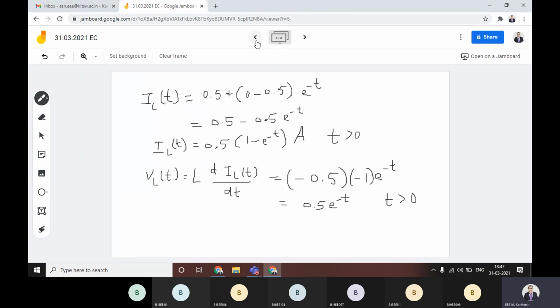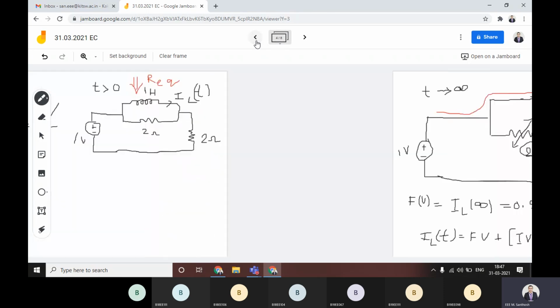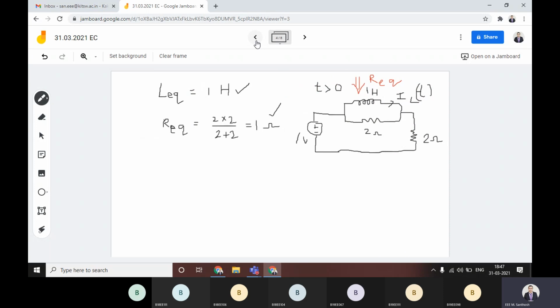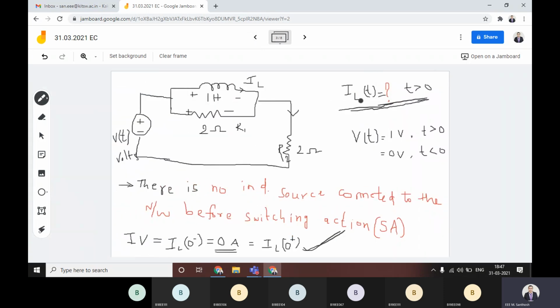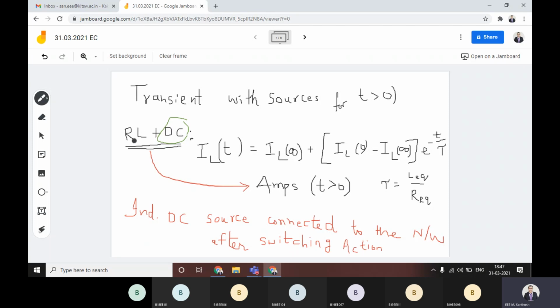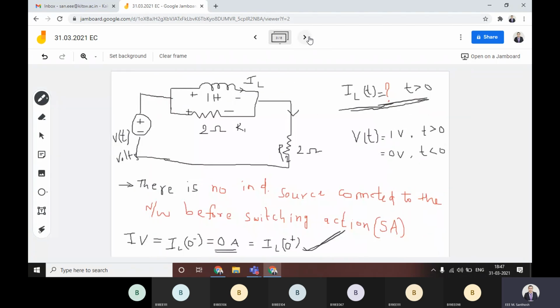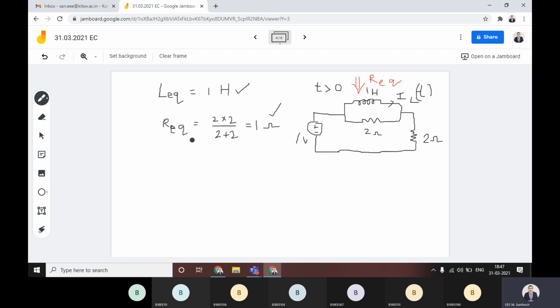If we are explaining, this is time taking, but if you are solving from the understanding, they will ask you only one component. Here they asked only IL of t when t greater than 0. That means first we have to find before switching action. Before switching action there is no source. For that reason there is no current. You understand this point? Whenever you are dealing with DC source connected to RL or RC, then you have to calculate L equivalent and R equivalent.